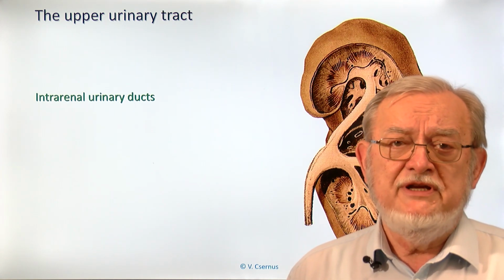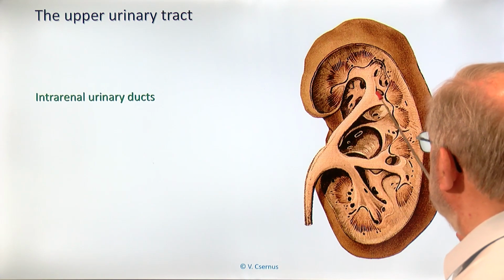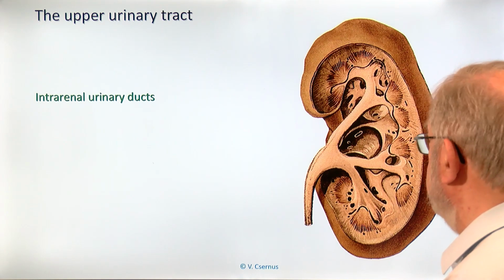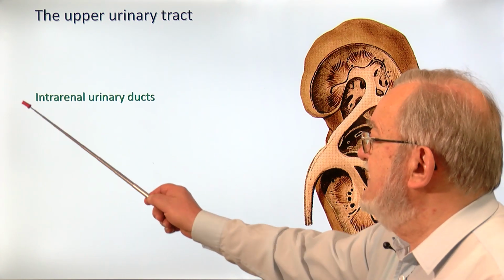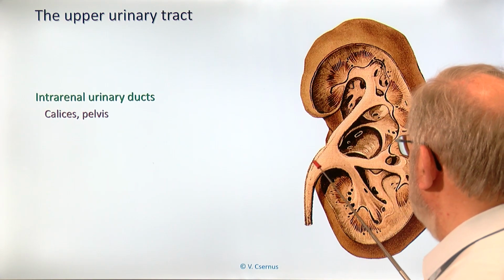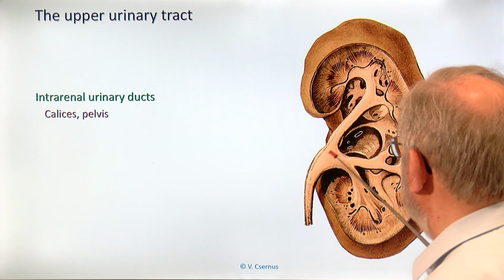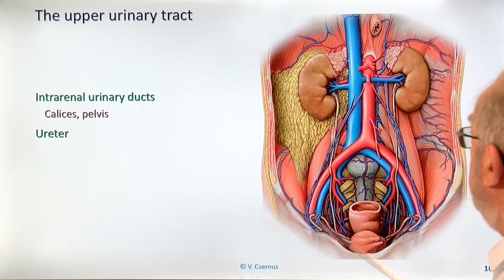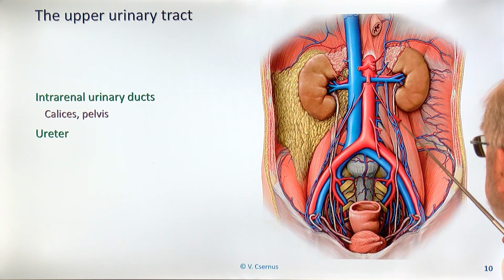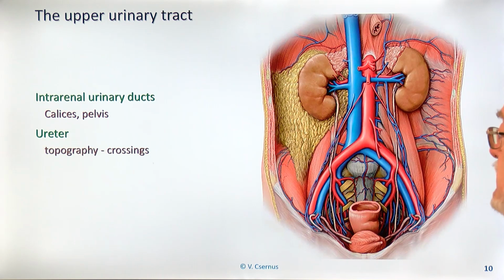And let's jump to the urinary tracts. The urinary tracts start inside the renal sinus, and this is what we summarize as the intrarenal urinary duct system. These include the lesser and the greater calyx and the renal pelvis. The renal pelvis continues with the ureter, which goes down in the retroperitoneum, behind the peritoneum, of course. And in topography, it's worth mentioning 3 notable crossings.